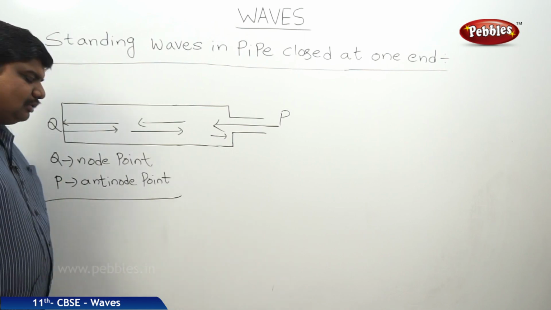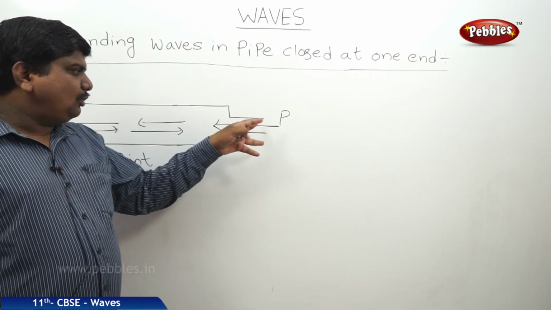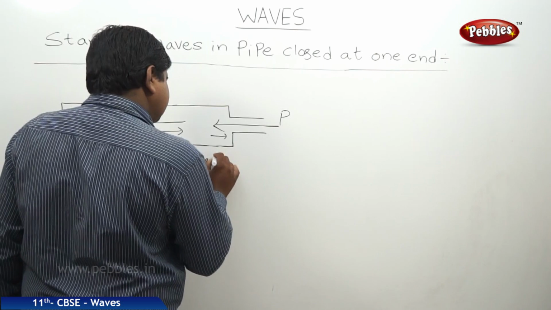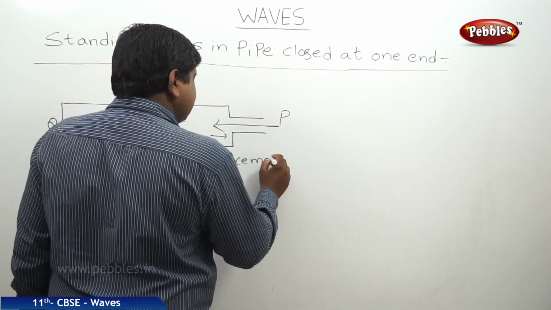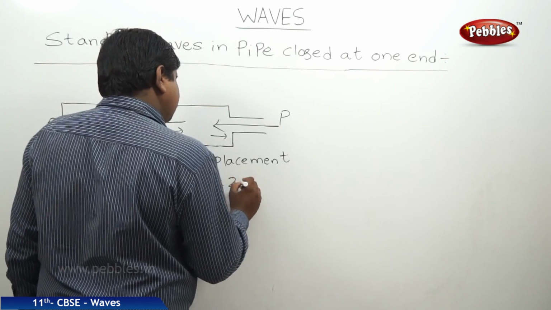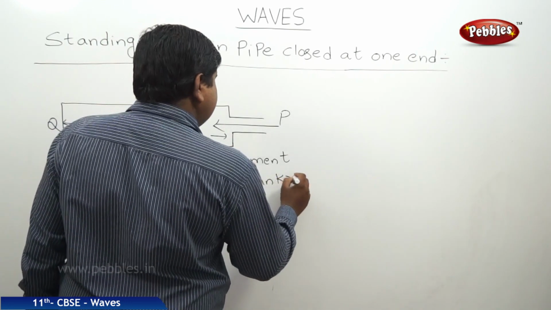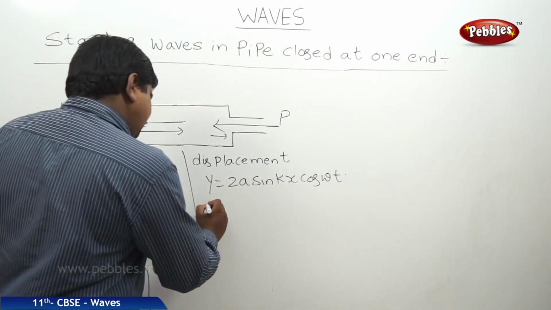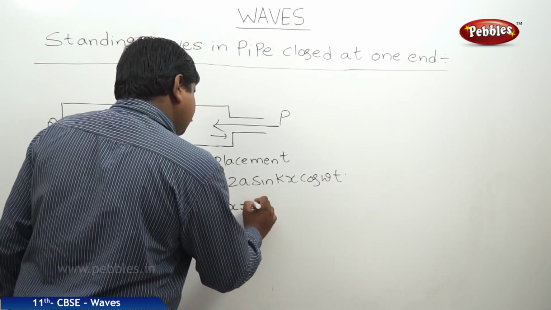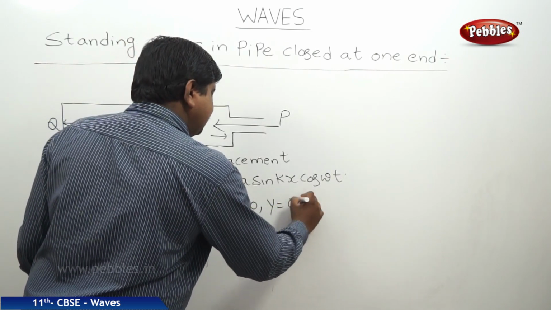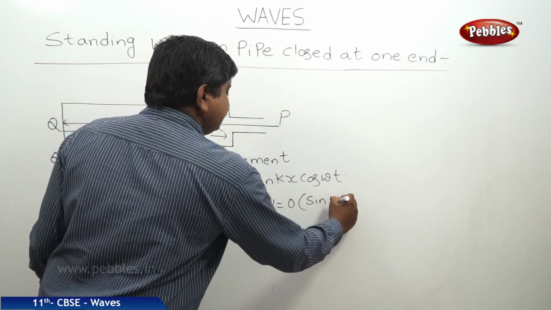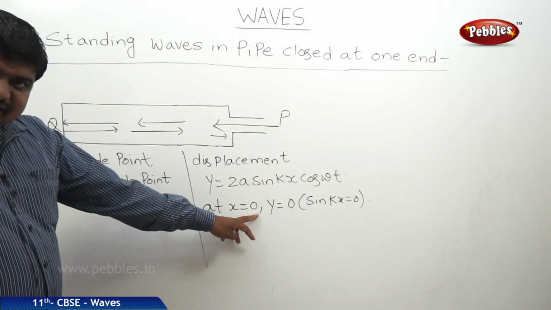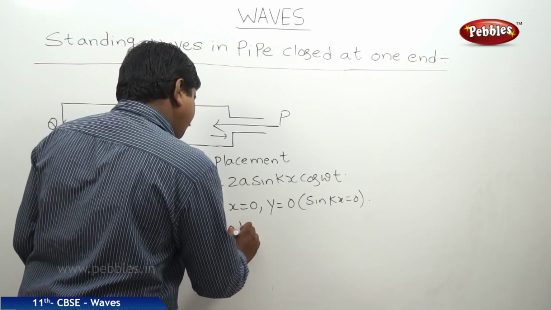If this is the case, what we can understand is the distance between node and antinodes. The displacement y is equal to 2a sin kx cos omega t. At x is equal to 0, y is equal to 0, because sin kx will become 0. So where displacement is becoming 0 at position x is equal to 0, that's why it is the node point equation.